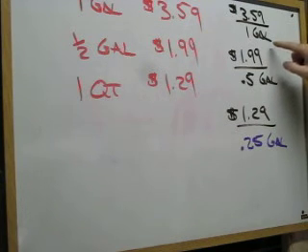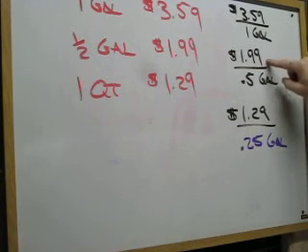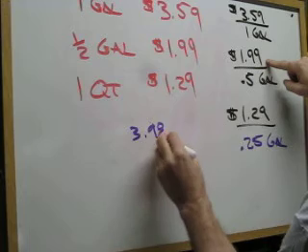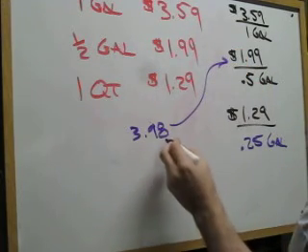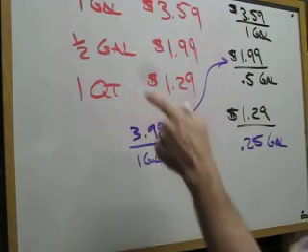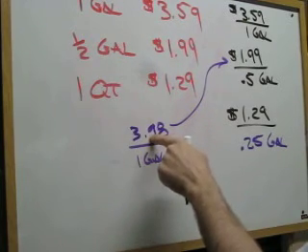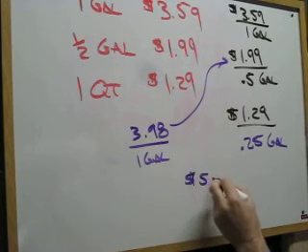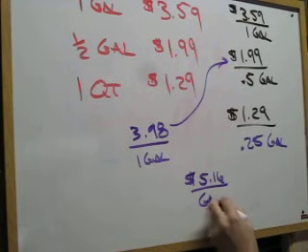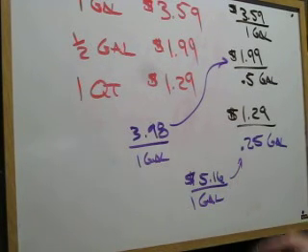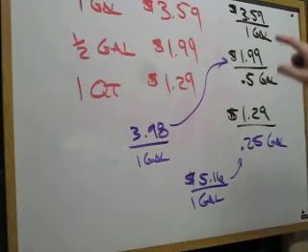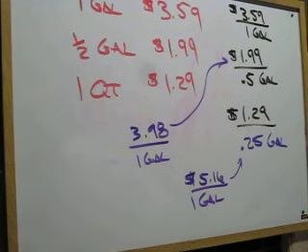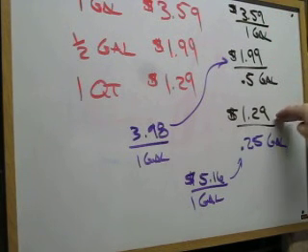So if we took $3.59 divided by 1, we get that. $1.99 divided by 0.5, we get $3.98. That's how much it is per gallon if you were to buy half. So if you bought 2 of these, it costs you $3.98. And $1.29 divided by 0.25 is going to be $5.16 per gallon. And that means you'd have to buy 4 of these to get a gallon. So you look at the prices, $3.59, $3.98, $5.16. If you bought a gallon, that would be cheaper per gallon than any of these others would be per gallon.